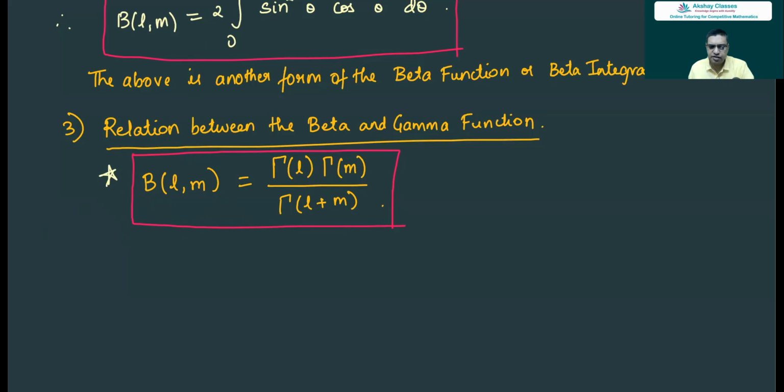We'll see in at least 3 years' papers, we got a problem which appears to be a simple integral, but it uses the beta and gamma functions. So I'll not go through the proof. The proof will involve some substitutions and a change of coordinates into polar coordinates. If you are interested, look into the proof of this in any of the standard textbooks. But I'll use this relation to find this value. Okay, fine.